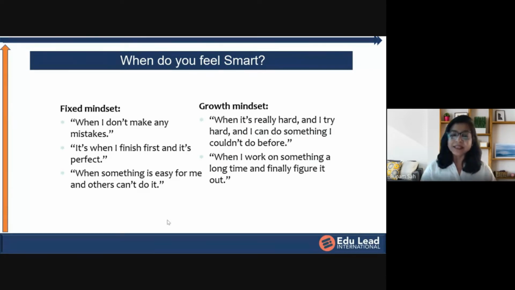That's fixed mindset. When does the growth mindset person feel smart? When it's really hard and I try hard and I can do something which I could not do before, which means I am trying hard to do something which I did not do before. If I'm able to do it, I'll feel smart, right?